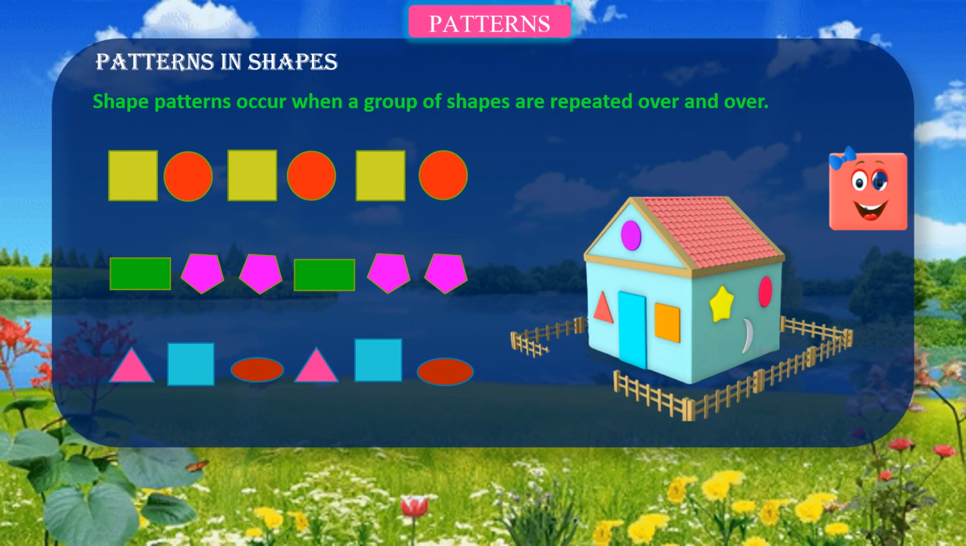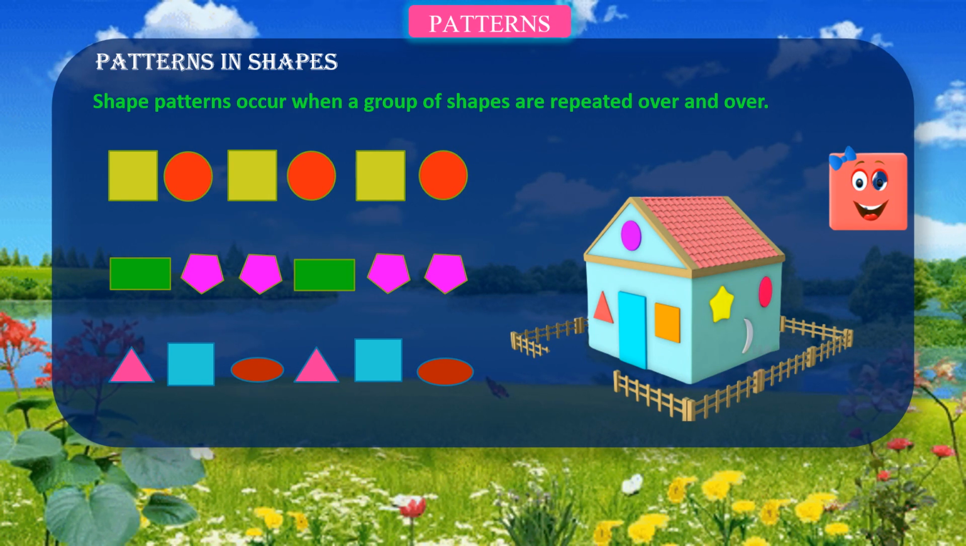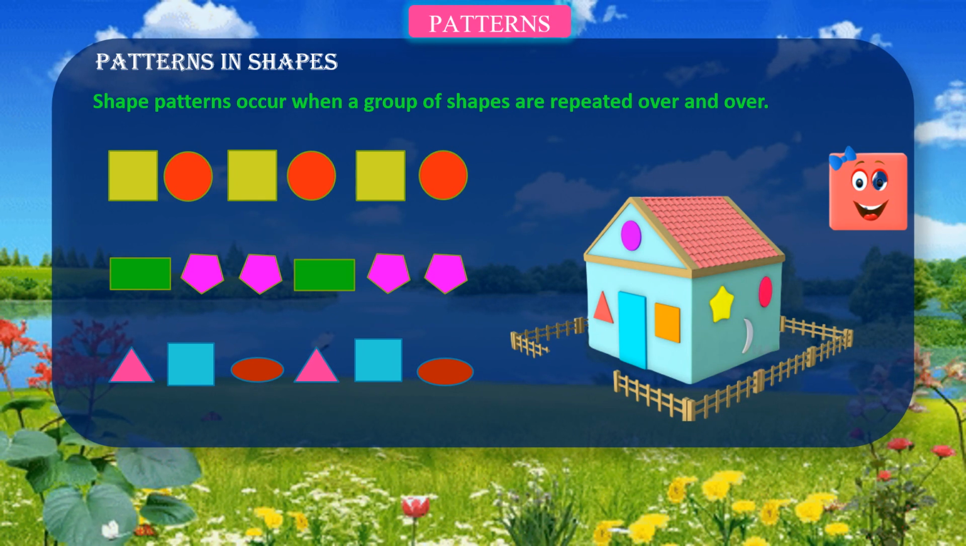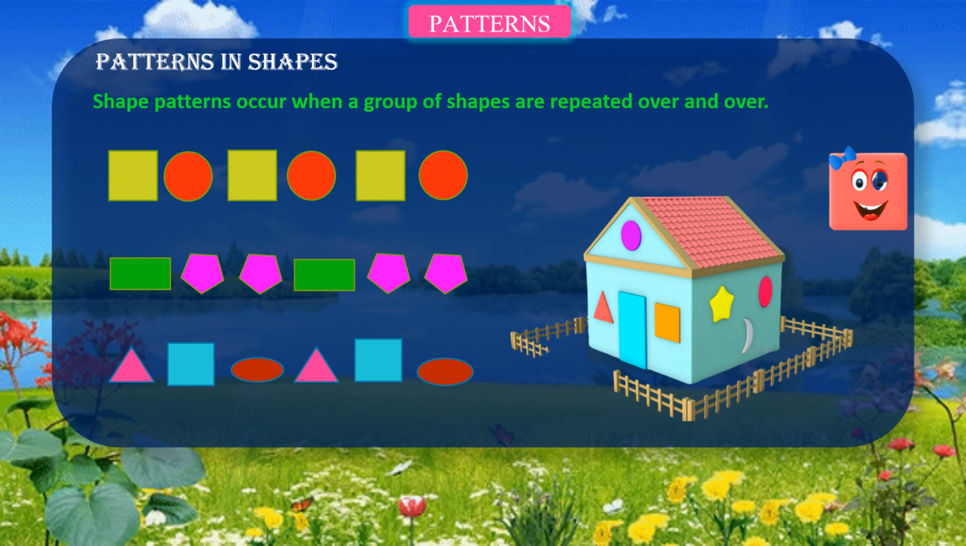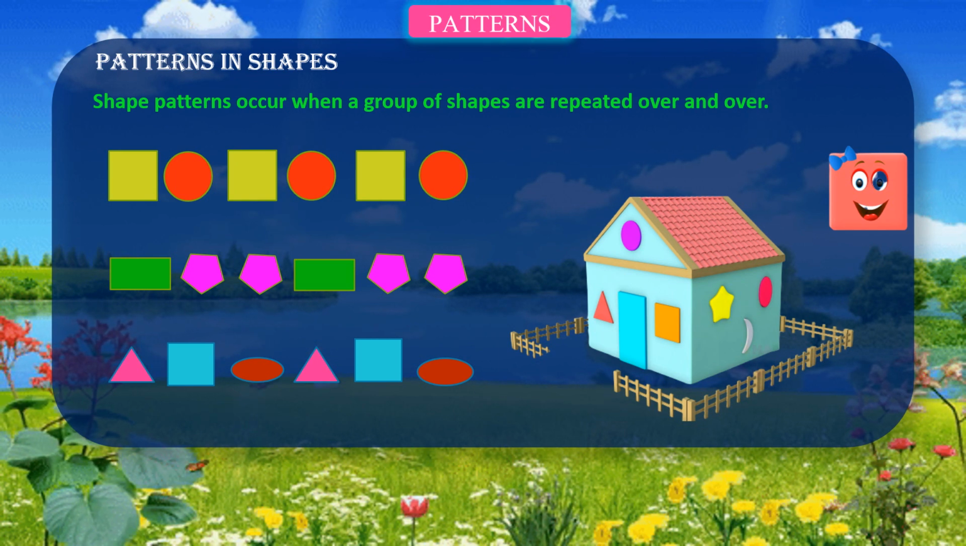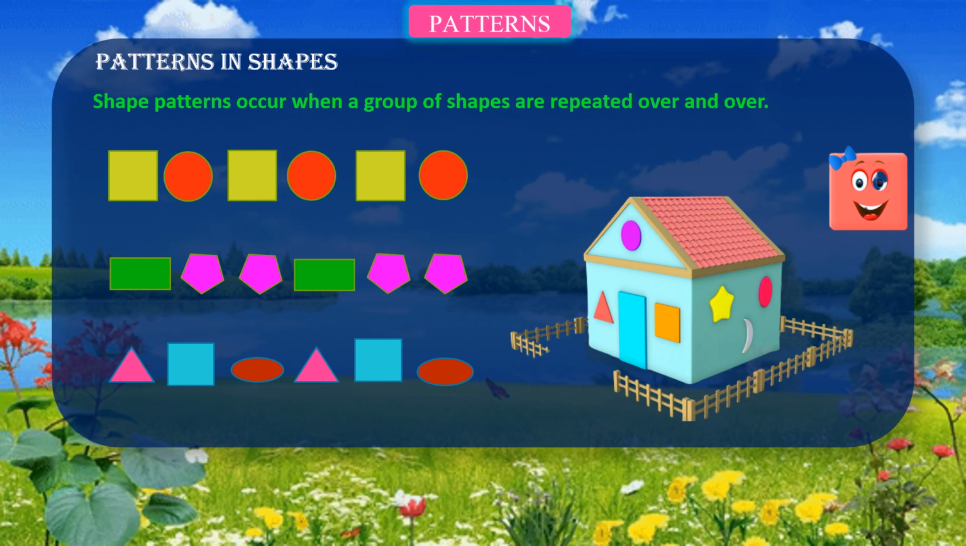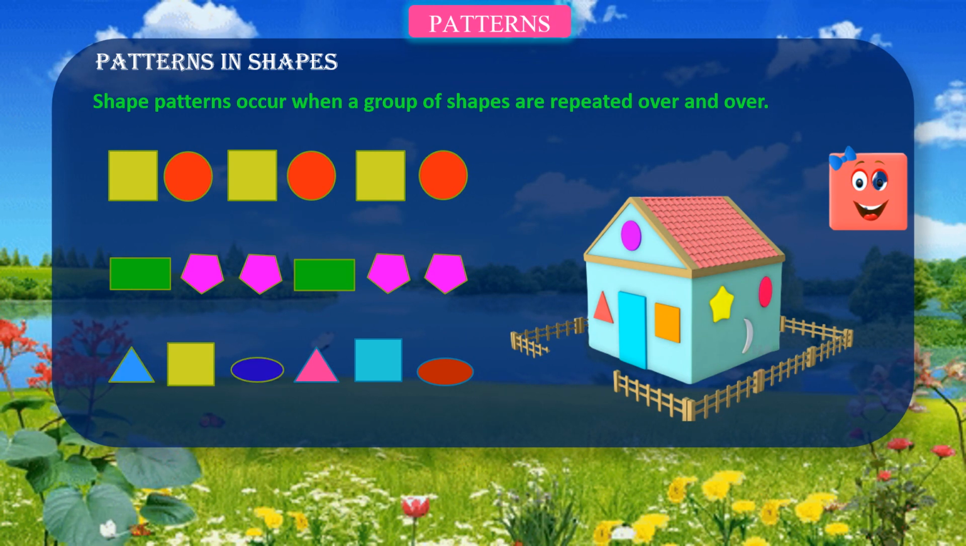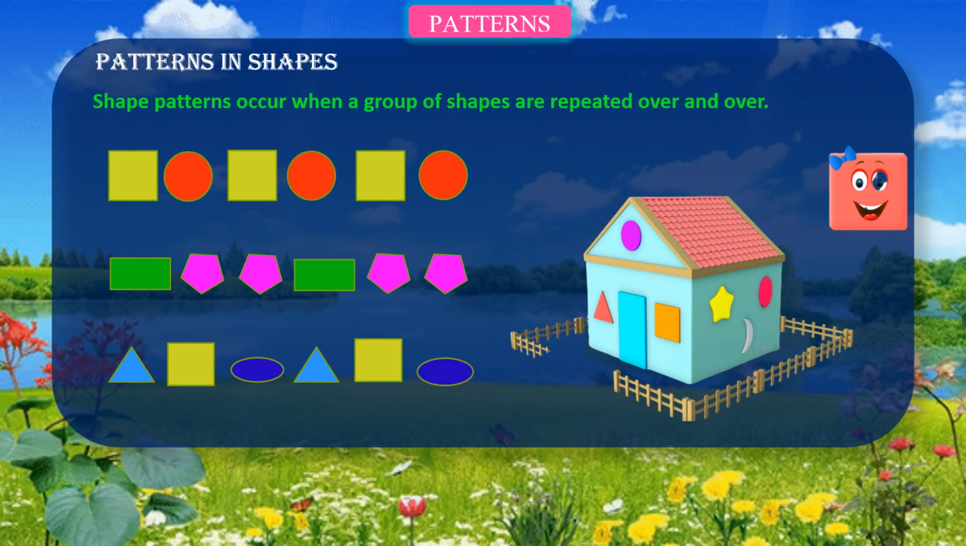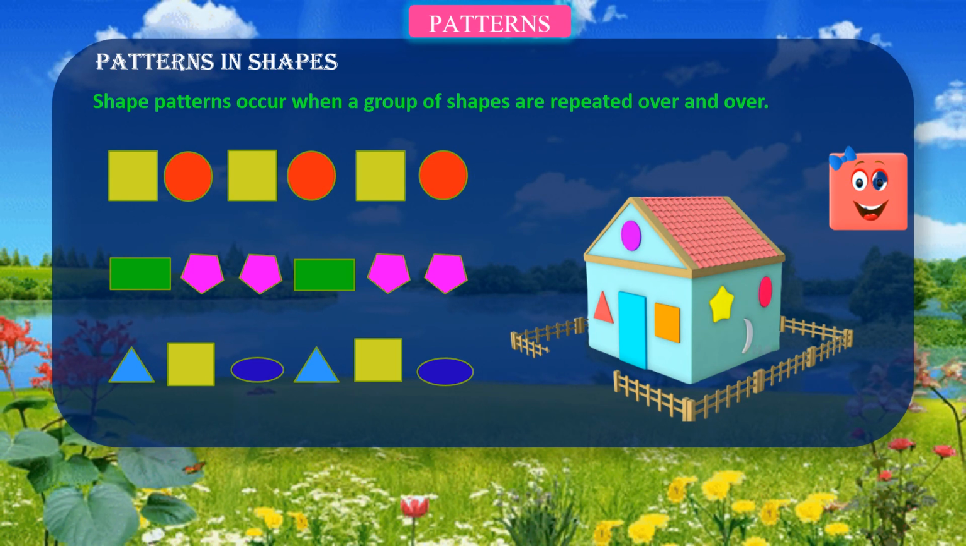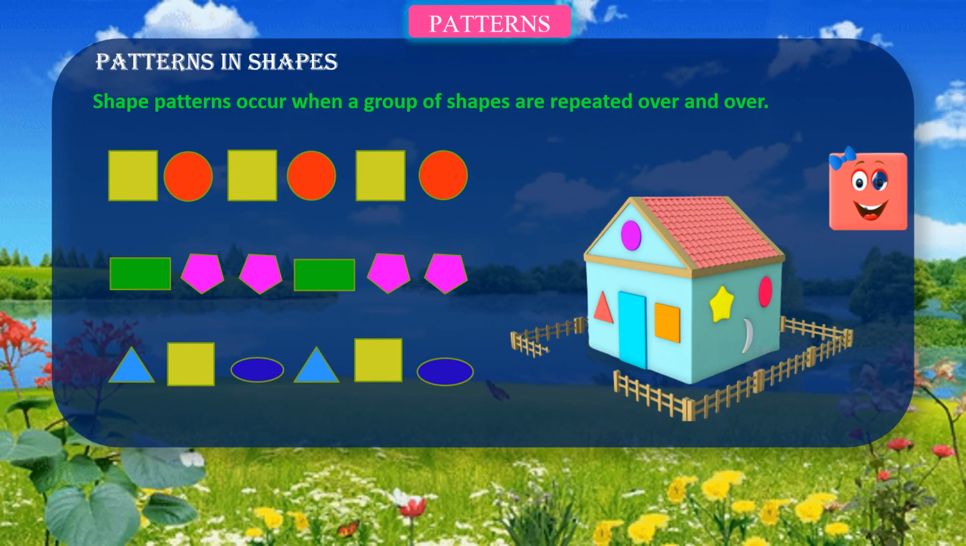Here each rectangle is followed by 2 pentagons. In the last row we have 3 shapes: triangle, square and oval. Here triangle is followed by square and square is followed by oval. This is the way we have to arrange the patterns in shapes.